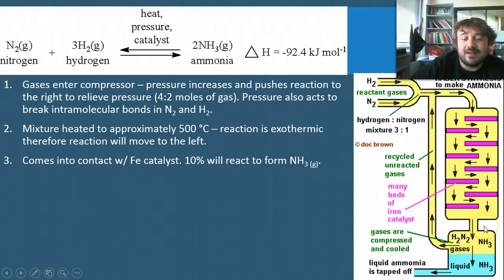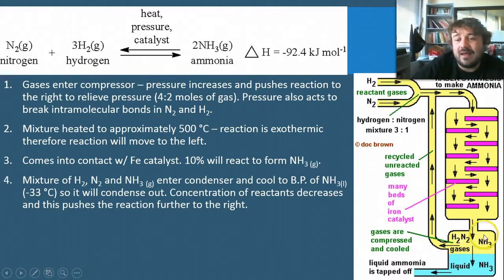And then it will hit this area here, which we will call a condenser. As it enters the condenser, it all cools down to about minus 33 degrees, possibly a bit cooler. And once it hits minus 33 degrees, the ammonia condenses from a gas to a liquid and comes out of solution. So it comes out, and there we go. And the rest of the gases are recycled around.